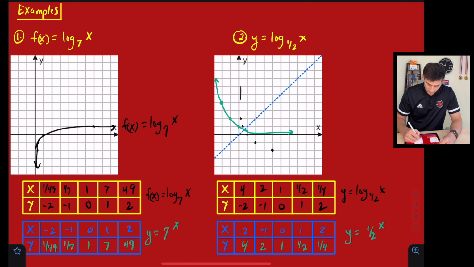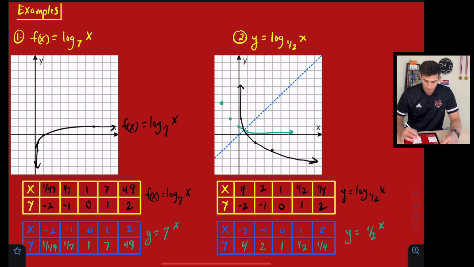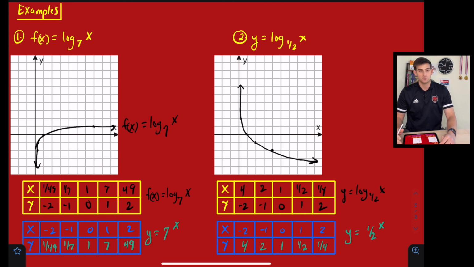Once again, remember our asymptote is our y-axis, so our graph is going to approach but not cross that y-axis. That is what our log function would look like. Just like we did on number 1, we could take away this exponential and our line y equals x, and that is what our graph would look like. And that's how you can graph some logarithmic functions.